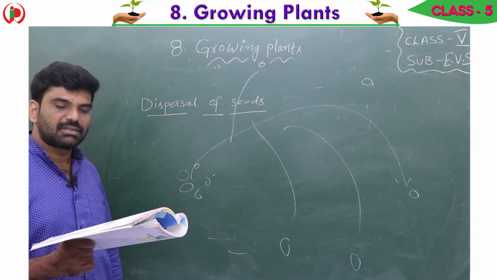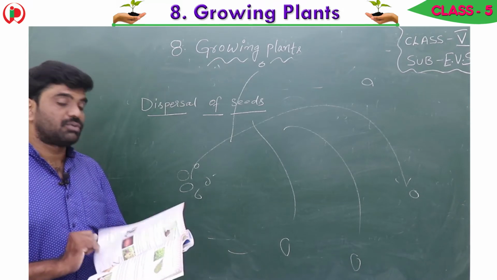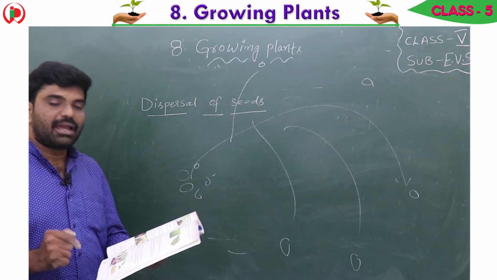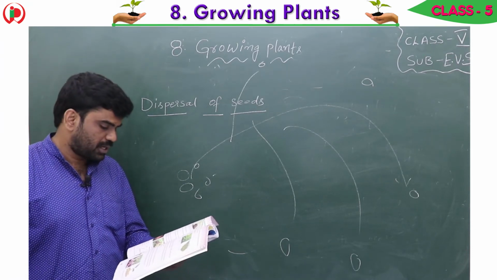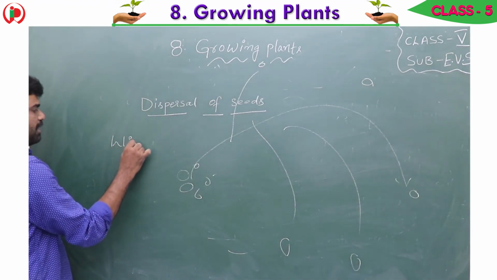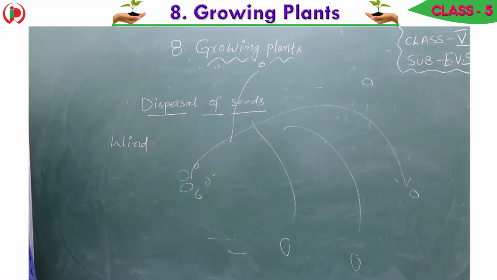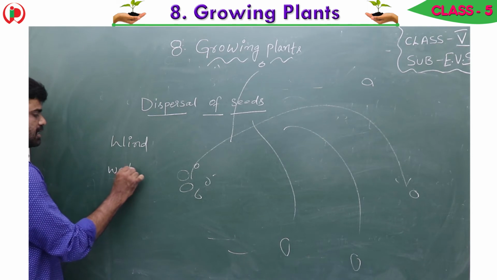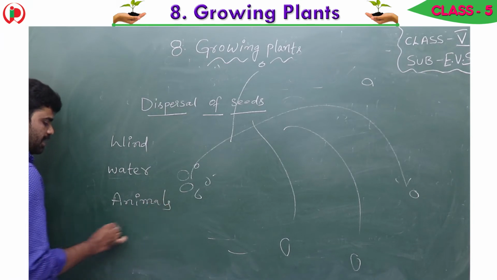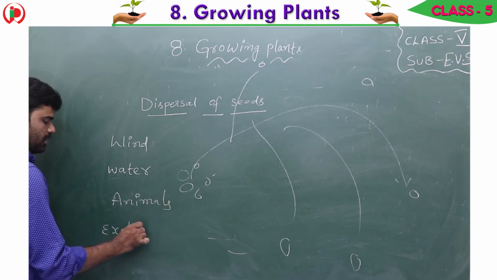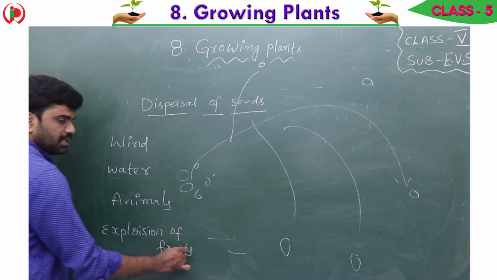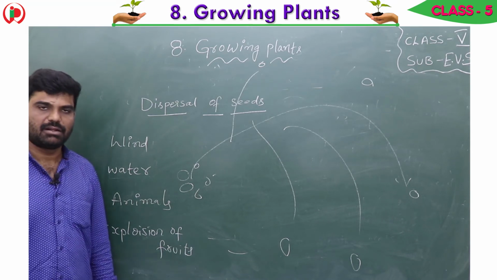First one, that is wind. Second one is water. Third one is animals, and fourth one is explosion of fruits. So what is the first one, children? Wind. By wind the seeds will be dispersed. Second one, by water. Third one, by animals. And fourth one, the explosion of fruits. Okay, children? Now let's see each and every one in detail.